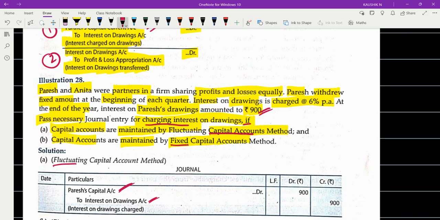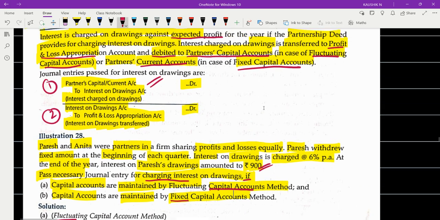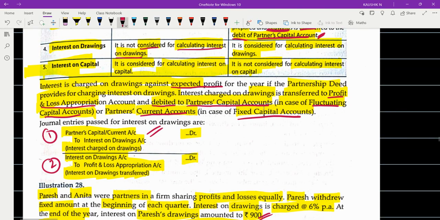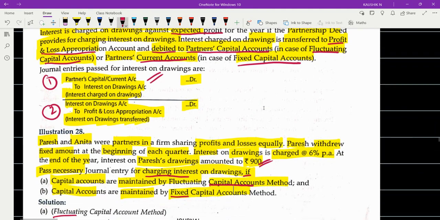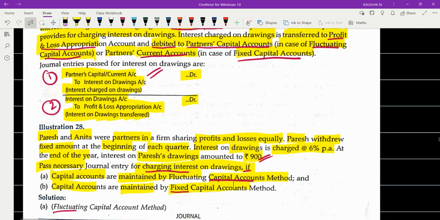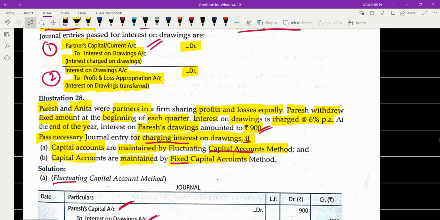Hello? Hello? Can you hear me? Hello? My question is whether this question comes under drawings out of your profit or drawings out of your capital. First point. The first question.